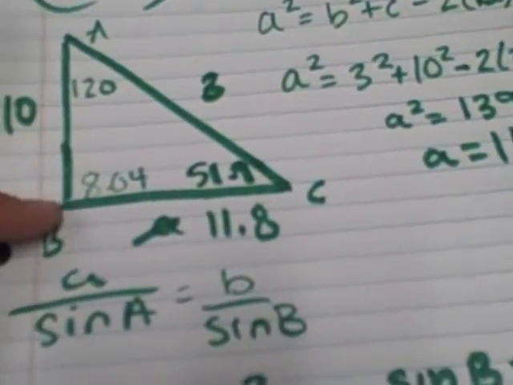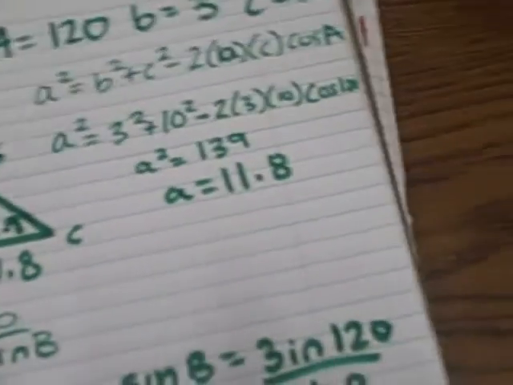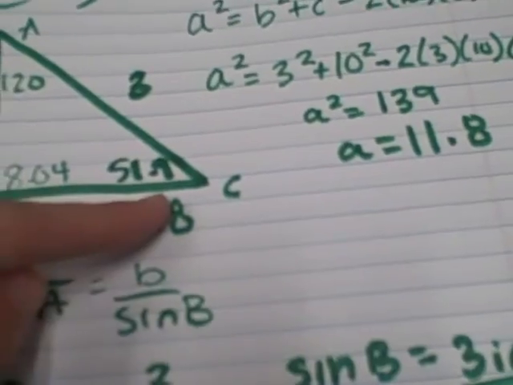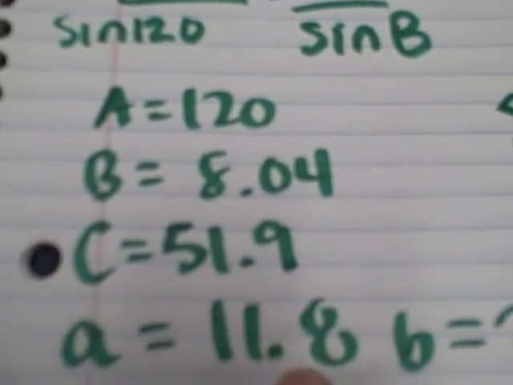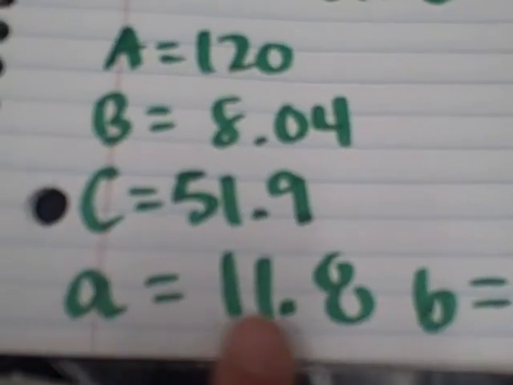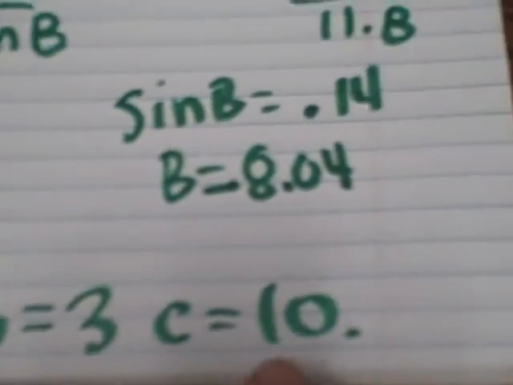So we're going to add 120 and 8.04 together and subtract from 180, and you're left with 51.9. And that gives us all of our sides and angles, which A is 120, B is 8.04, C is 51.9, side A is 11.8, side B is 3, and side C is 10.